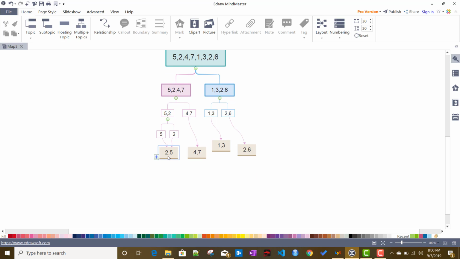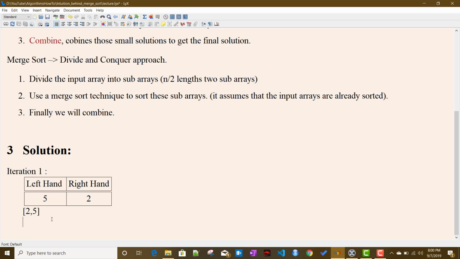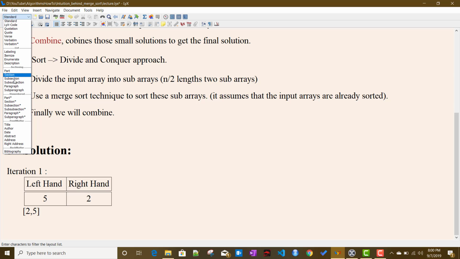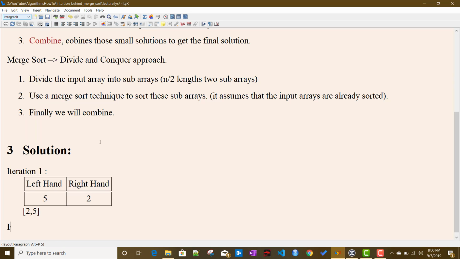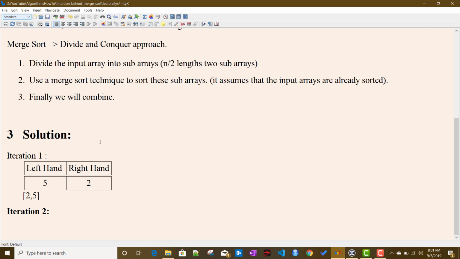Now we will try to merge these two and these two, because this is our new left hand, this is our new right hand. Again, from this to this is our new left hand and this is our new right hand, right? So let us try to write it down. So we are talking about iteration 2 over here. In iteration 2, it will be a table of two elements over there, right?